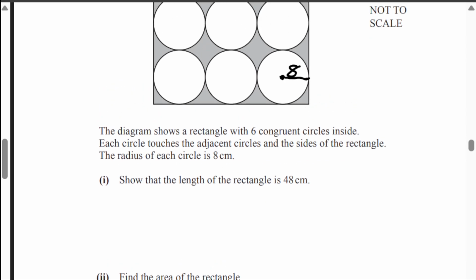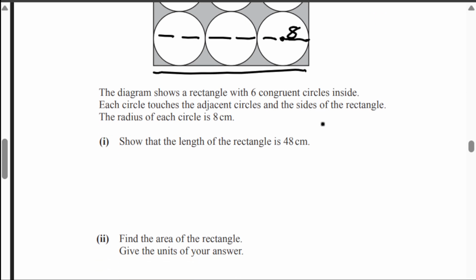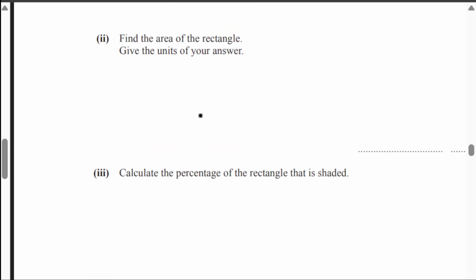The length is all this. So what's that? Have you noticed this is 8 and then this is another 8, 8, 8, 8, 8, 6 eighths. So the length is 6 times 8, which is 48. That's very good.